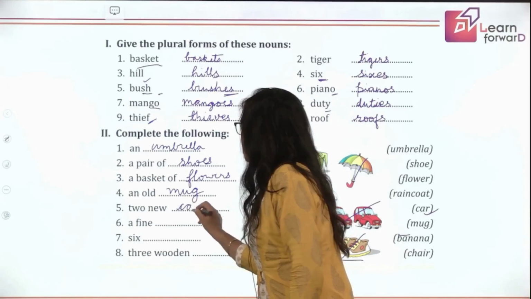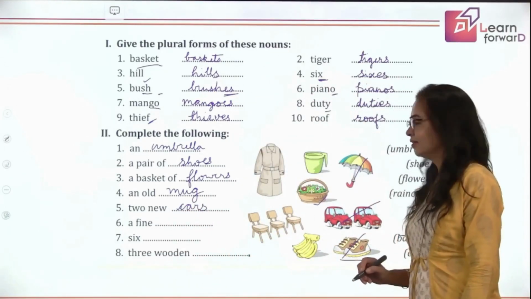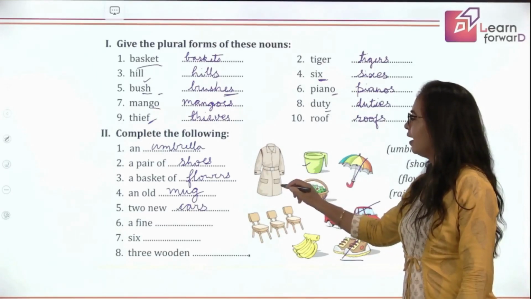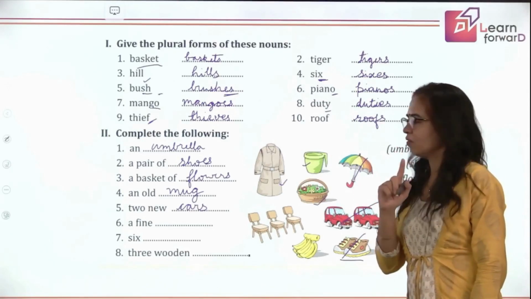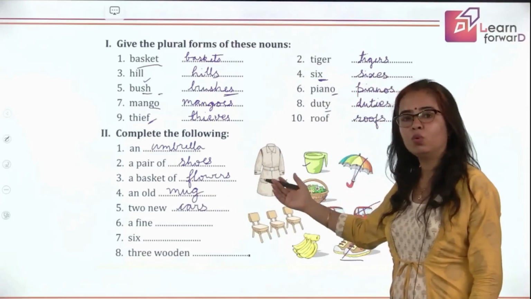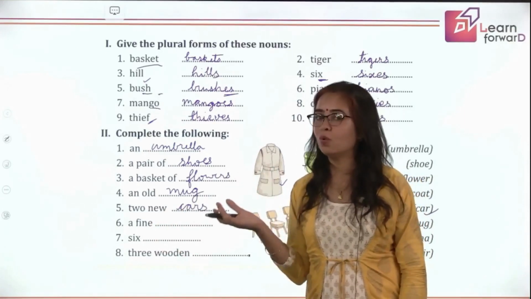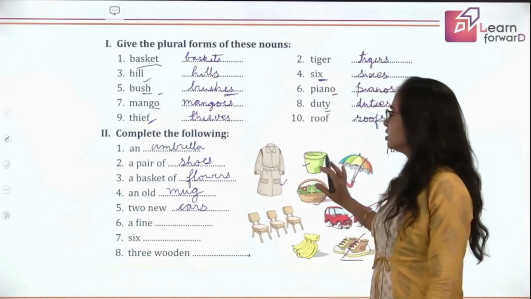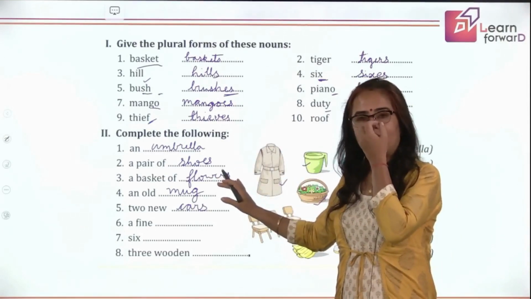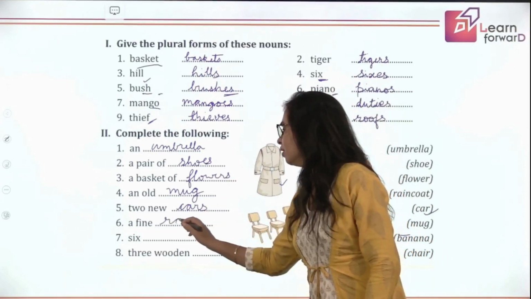So two new cars. A fine. Okay. What will go here? See, this is a mug and this is a raincoat. Both of them are one. So let's see, we wrote here an old mug. We could have written an old raincoat also. But when you look at fine, fine means fine quality. So you mean to say a fine mug or a fine raincoat? That means your raincoat is of a superior quality. So we'll write here a fine raincoat.